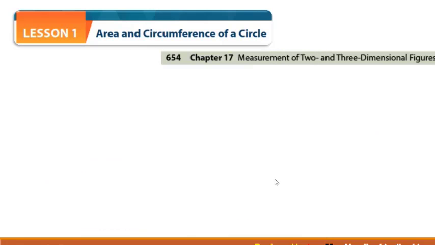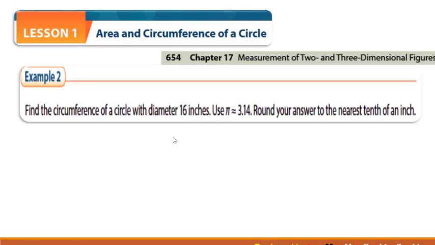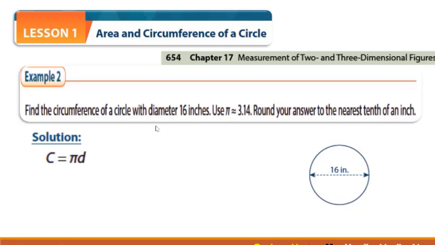We start first with how to find the circumference. Page 654. Example number 2. Find the circumference of a circle with diameter 16 inches. Use pi 3.14. Round your answer to the nearest tenth of an inch. Now the solution. You have to write your formula. Do you remember your formula? Anyone know? It is C equals pi D, because I'm dealing with the diameter here. Remember, I read something here, diameter. So C equals pi D. This is my diameter, 16 inches.